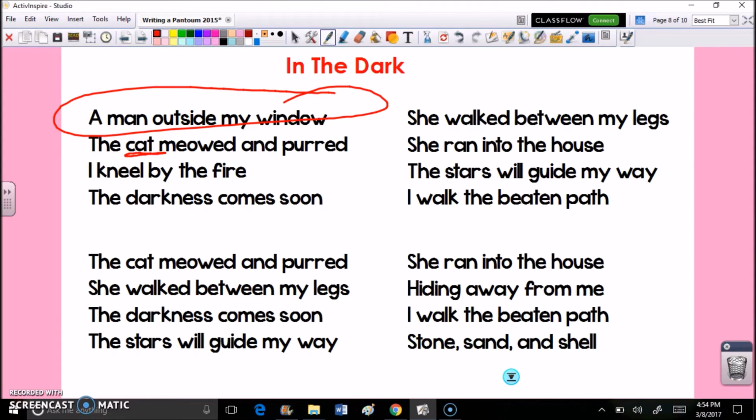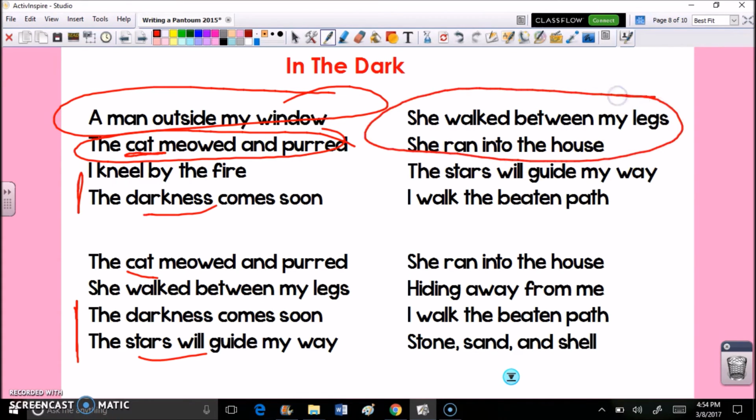Now, the rest of it, there's some strong imagery that is connected. The darkness coming, the cat meowing, stars guiding their way. But does the cat really match these lines, the darkness and the stars guiding the way? The cat here, she walked between my legs, she ran to the house. Yes, this matches with the cat. But it doesn't match with these other ideas about darkness and stars. And then here, stone, sand, and shell, like, where does that come from? That's like a completely different setting. I never thought anywhere else in the poem that this was like a beachy kind of setting until this last line. So this is an example of a pantoum that is not well developed.